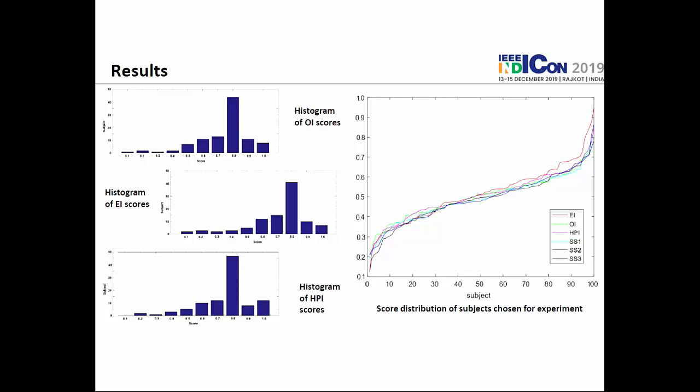And the graph shown over here is the comparison with the subjective scores. These subjective scores, SS1, SS2 and SS3, are the subjective scores for each of the indices, and they have been computed by taking manual feedback from the subjects. And EI, OI and HPI are the indices which have been computed. As can be seen, it aligns very well with the subjective scores.